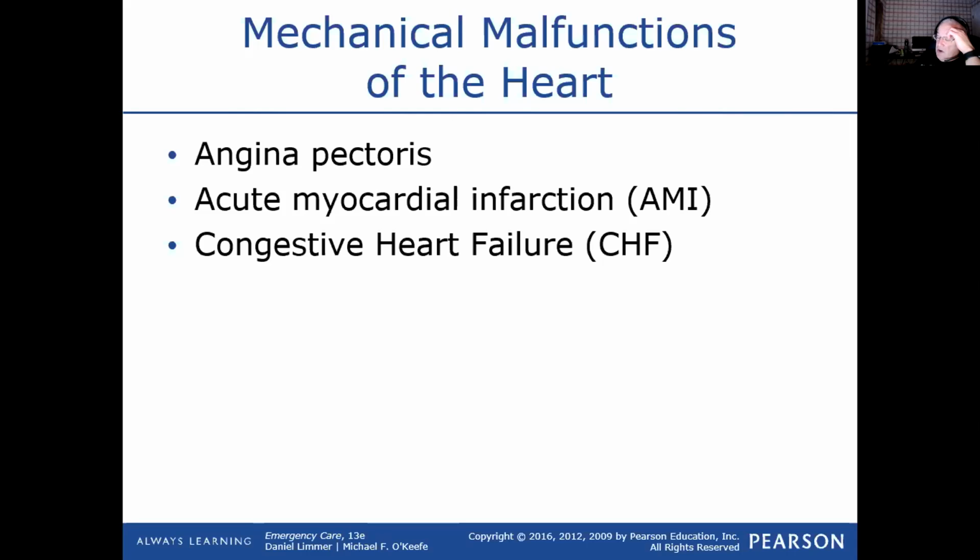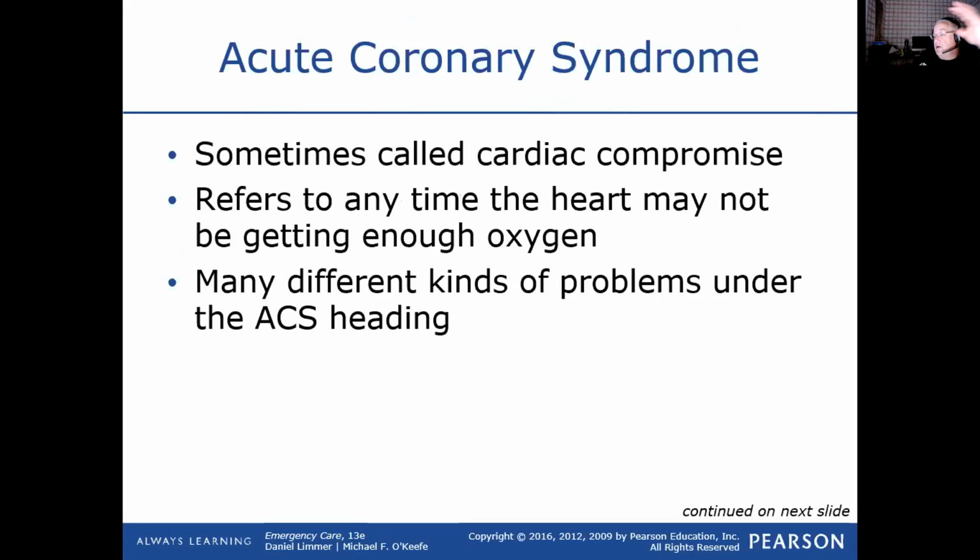Okay, so an acute myocardial infarction is a heart attack, and then we talked about congestive heart failure. So now we're going to kind of go into it in some detail. Okay, so acute coronary syndrome can also be called cardiac compromise, like every book calls it a little different. And it's basically some kind of issue where the heart is not getting enough oxygen. Remember, all muscles need oxygen and sugar to be able to work. Okay, so there's a lot of different problems. We talk about three main ones, okay, but they're all under the overall heading of acute coronary syndrome.